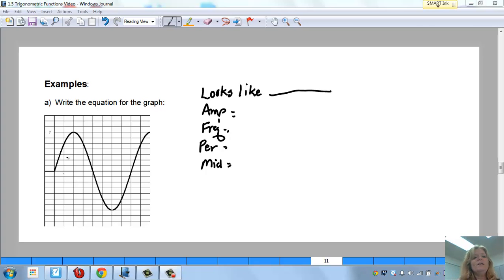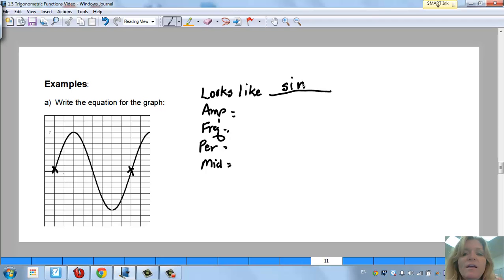Well, welcome back. Here we are writing equations for these graphs, and we set them up in the last video. I told you I'd come back and show you how to do it, and we set it up by saying looks like, amplitude, frequency, period, and midline. So the first thing is I look at it and see what it looks like, and I see that it starts here in the middle line and it comes up here. So this looks like a sine curve. So I say it looks like sine. You can say SIN, which means sine.